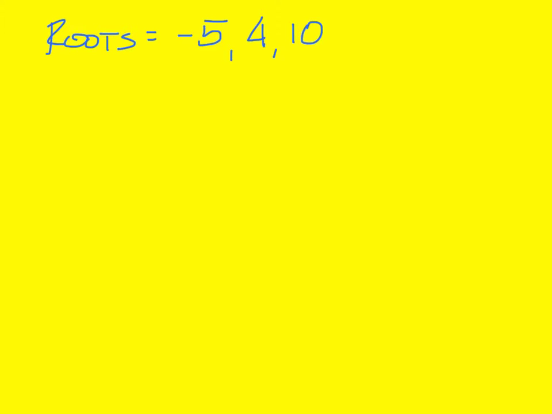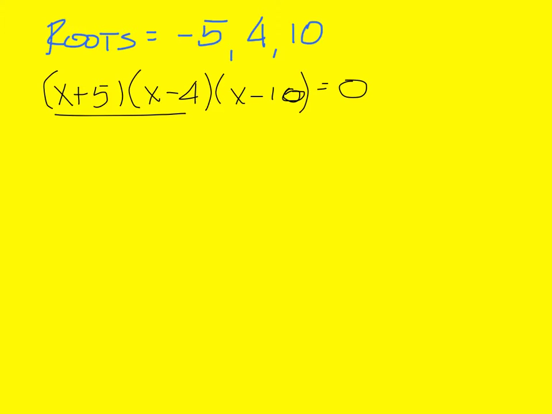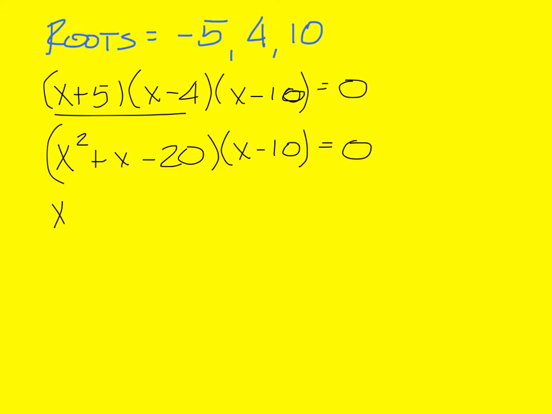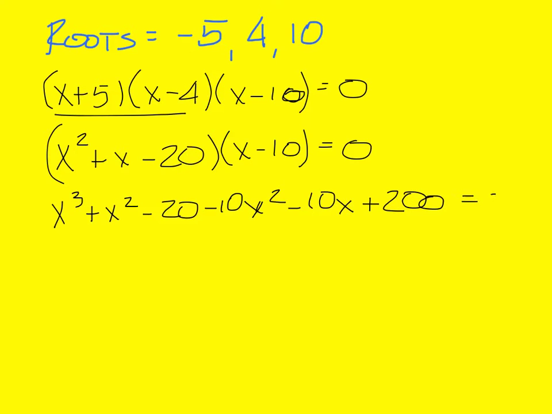On the practice problem, you should have x plus 5, x minus 4, and x minus 10. If I multiply these first two, I get x squared plus x minus 20. And I'm going to multiply that by x minus 10. I'll come up with x to the third plus x squared minus 20x minus 10x squared minus 10x plus 200. So I would have x to the third, x squared minus 10x squared is minus 9x squared.